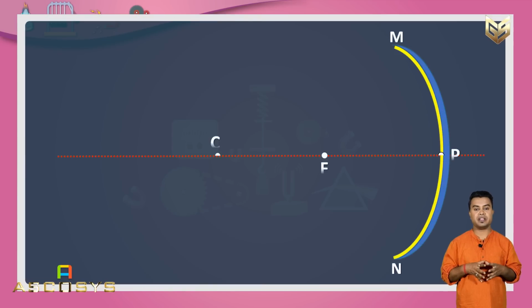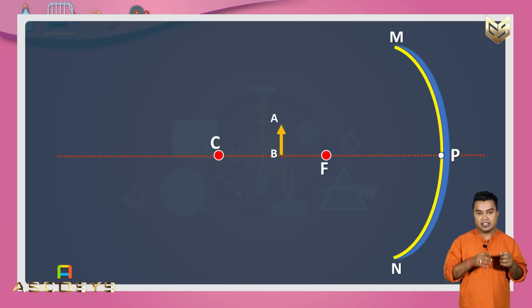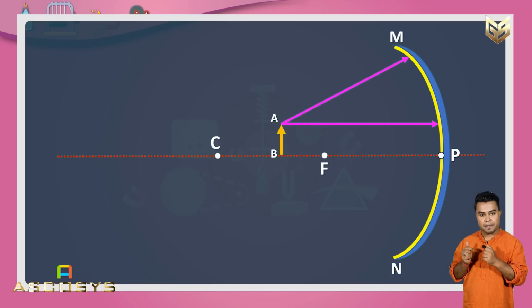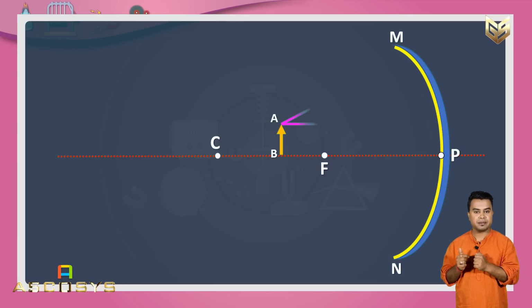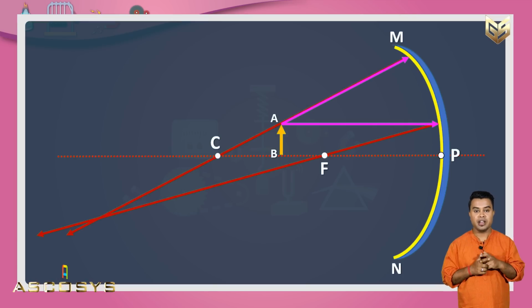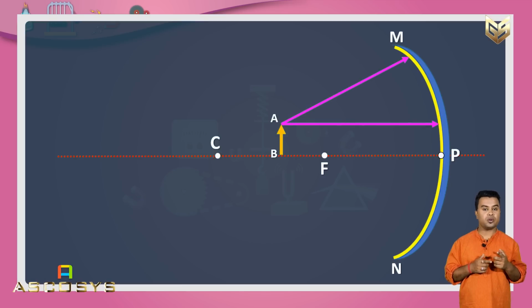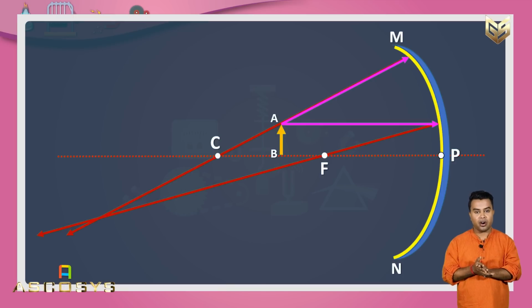Now, what will happen if the object is kept in between center of curvature and focus? If you keep the object in between, the ray will strike the mirror parallel to the principal axis and come through the focus, right or not? Okay. Now, another ray can strike the mirror and come back through the center of curvature only, because this is the normal portion of the mirror, right.